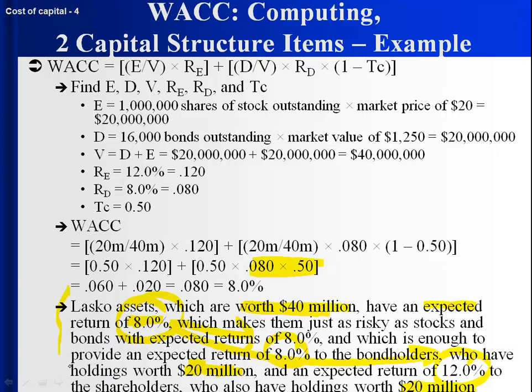So again, you can see we didn't just run through a mathematical exercise. We learned a tremendous amount about the value of Lasco assets, the expected return of Lasco assets, which in turn tells us about the risk of Lasco assets. And the way to think about it is that the return on those assets is just enough so that the expected returns of the bondholders and the equity holders are consistent with 12% and 8%, given the fact that in this case 20 and 20 was debt and equity, evenly distributed.